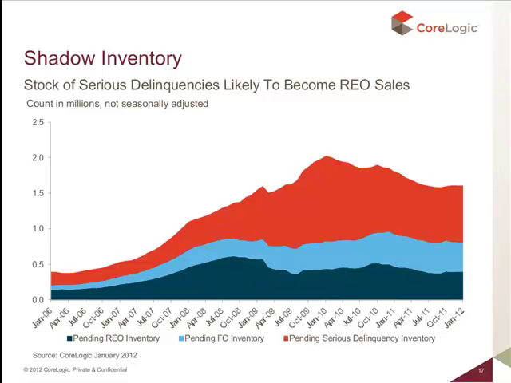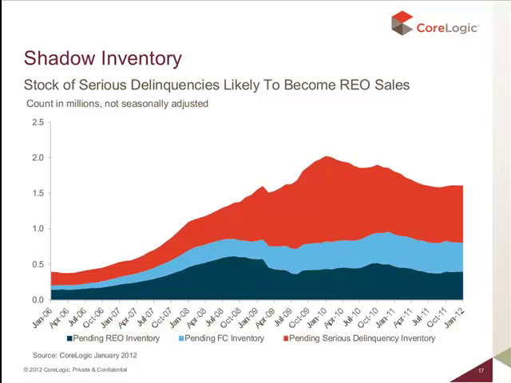Now, that's not to say that there won't be new properties entering delinquency and that the flow of shadow inventory will be more, but as a point estimate, we say 1.6 million are likely to become REO sales over the next 1 to 2 years, depending on the timelines in the different markets.